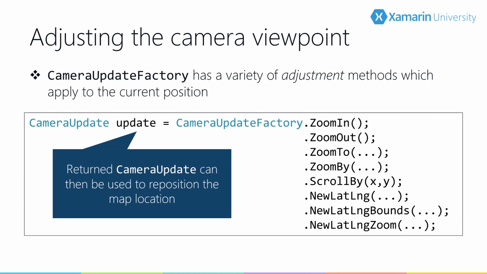So we can create a new camera position, but often what we want to do is adjust the current position of the map. This is most easily done through a set of factory methods, which return camera update objects from a difference of the current camera position with some adjustment.